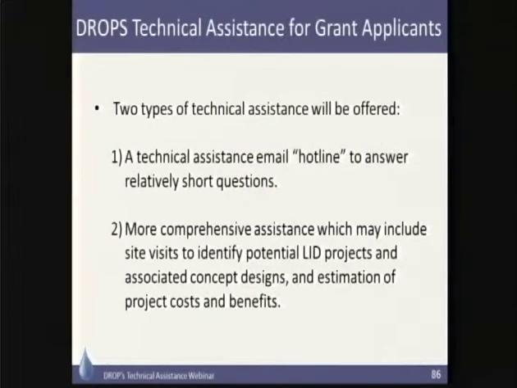The two types of technical assistance that are offered are, first, an email hotline to answer any sort of questions, and we'll try to turn that around in relatively short order as much as possible. But also a little bit more comprehensive assistance that might include site visits to a specific school to help identify opportunities for retrofitting the school site, and helping out with identifying what might go into a concept design, and also trying to give some assistance in estimating cost and potential benefits of looking at specific strategies.